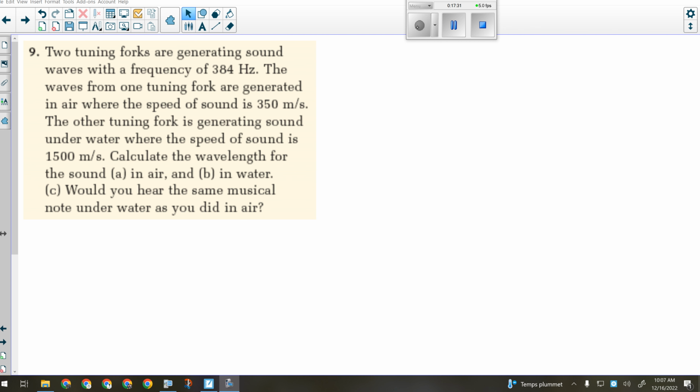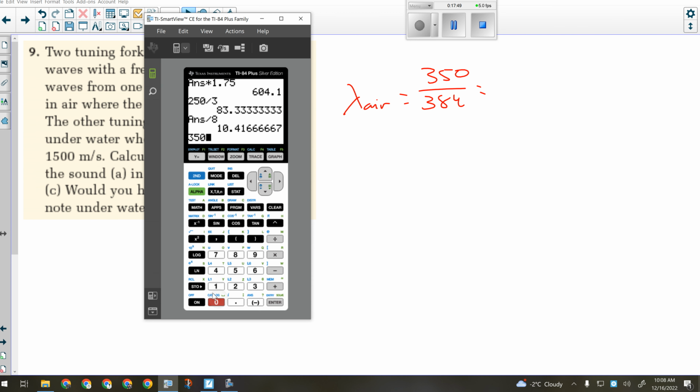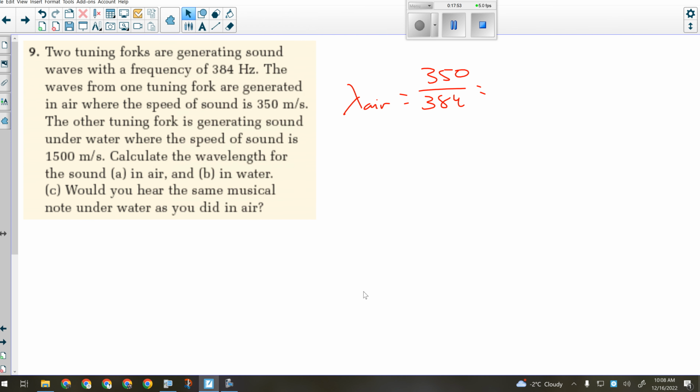Okay, so is this one just two universal wave equation calculations manipulated for lambda? Yeah. So for air, lambda in air is going to be our v, which was 350, divided by our frequency, 384. So we're looking at 0.91 meters. Right, we got a lower speed and a lower wavelength.